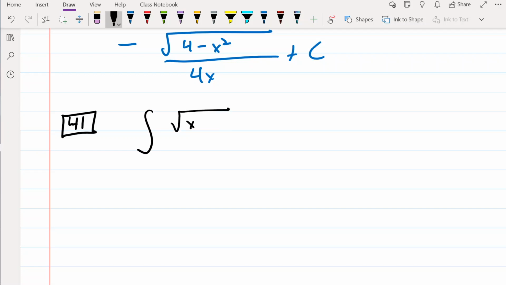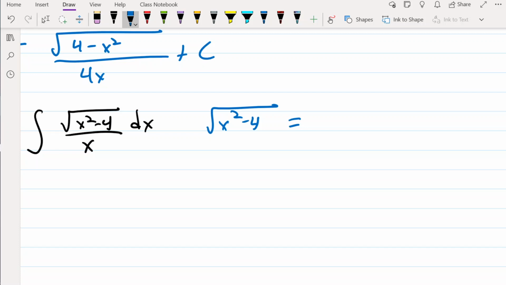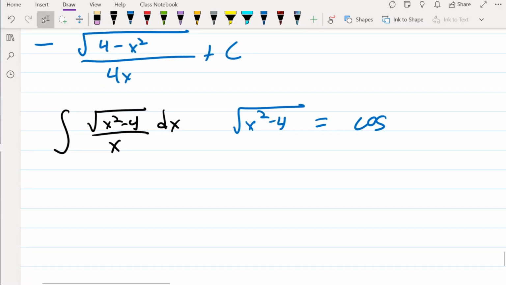So it's going to be the integral of the square root of x squared minus 4 over x dx, and then we need to solve it. So let me just hide that real quick. So we got an x squared minus 4 times the square root. If I'm correct, that is cotangent. No, not cotangent. Cosine? Yes, I think. No, it's not. Think of your trig identities. Which one does it look like? Yeah, secant. There we go.